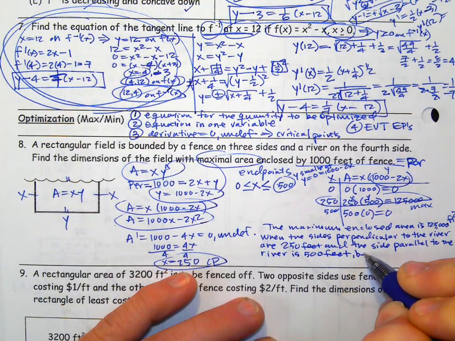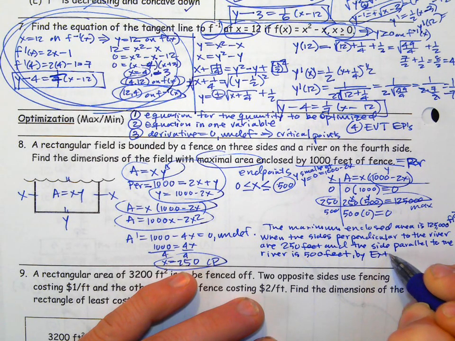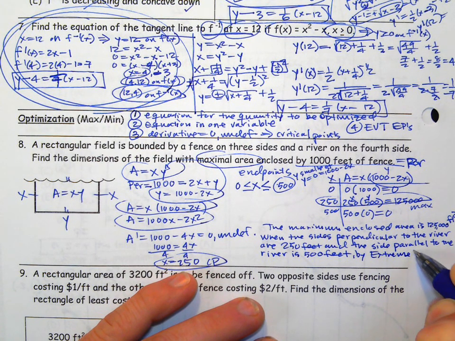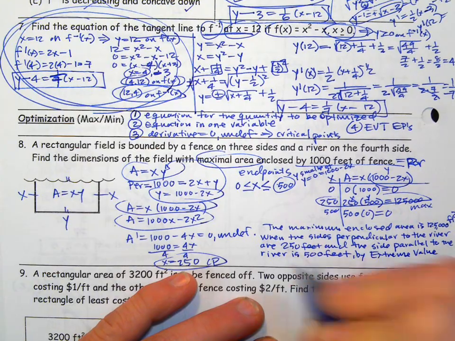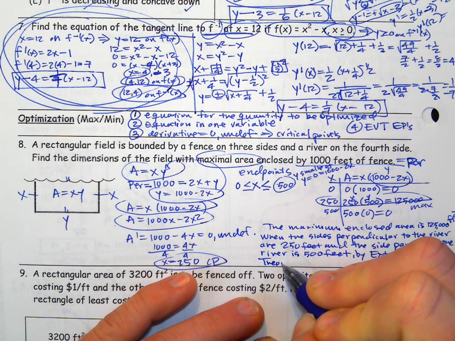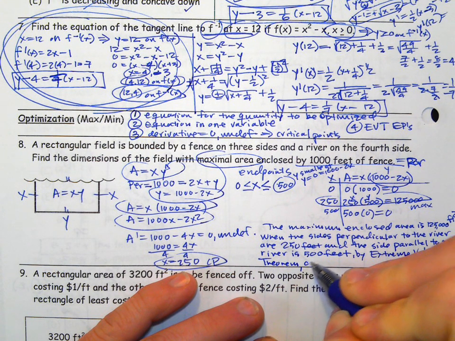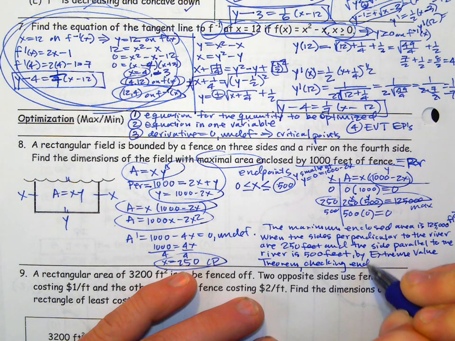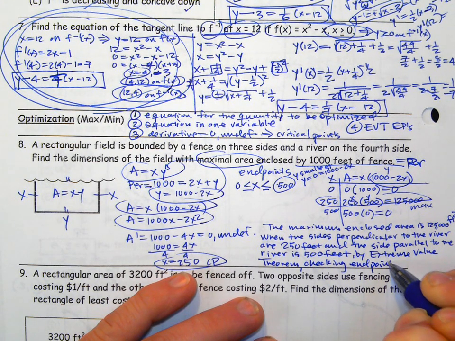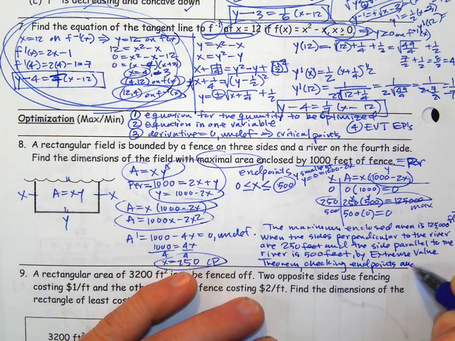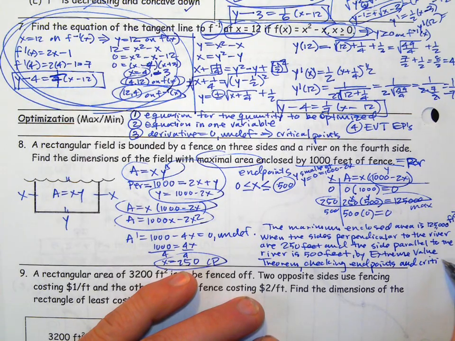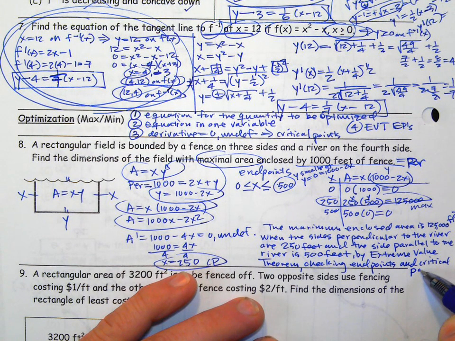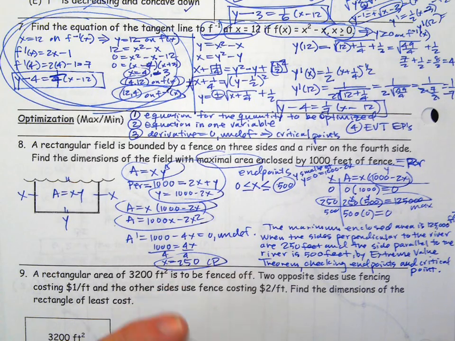by the extreme value theorem, checking endpoints and critical points. So that's a really good thorough answer. It tells you what the max is, where it is, and justifies it all.